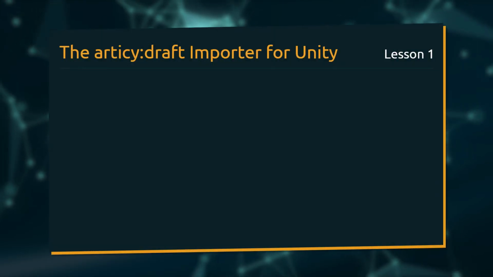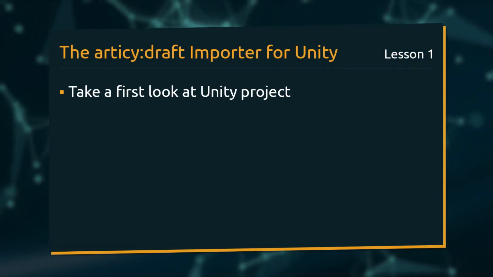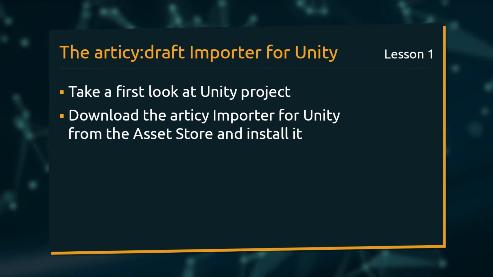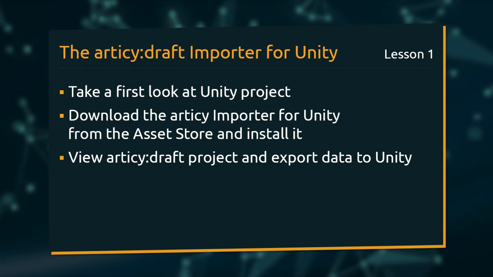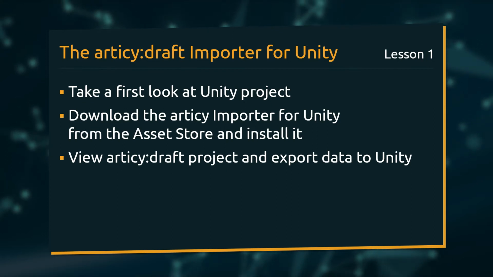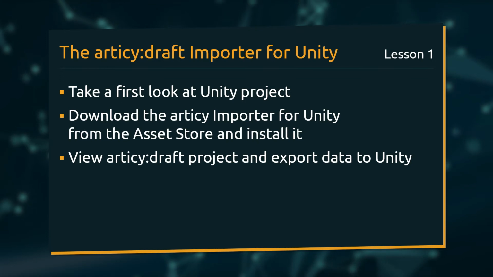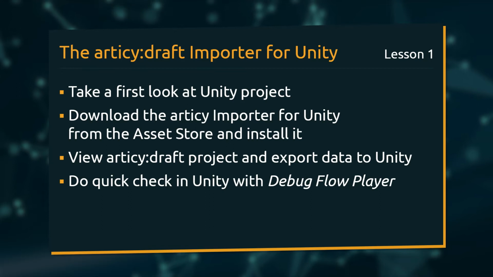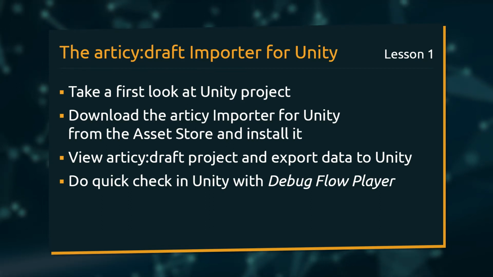In this first lesson we will take a look at our Unity project and get the Articy importer for Unity from the asset store and install it. Then we will switch to Articy Draft to have a quick look at the project on that end, followed by exporting the Articy data to Unity. Back in Unity we will make sure that our data is ready to use by doing a quick check with the included Debug Flow Player.